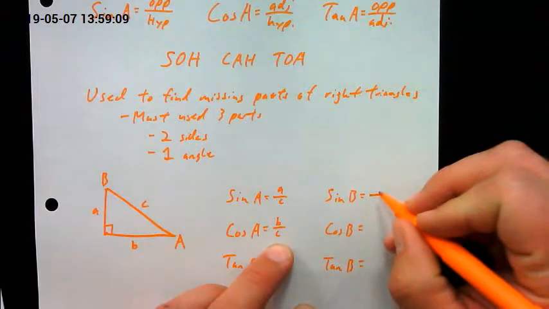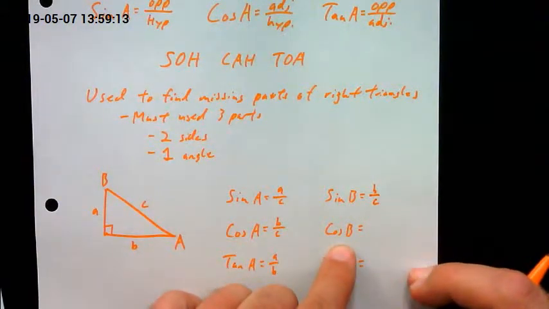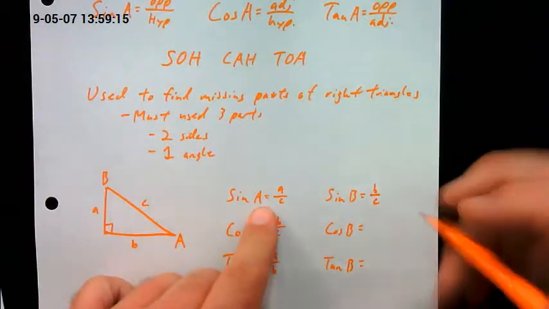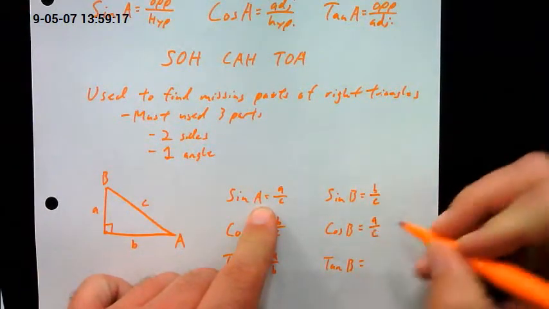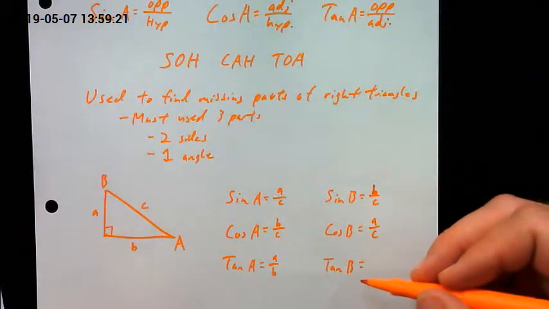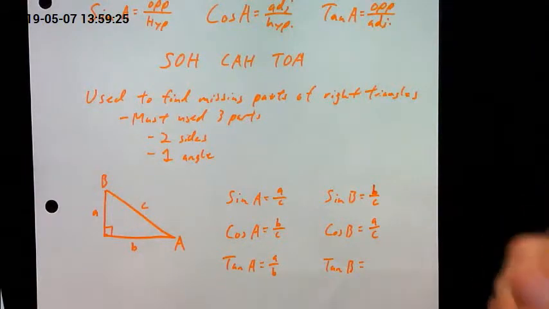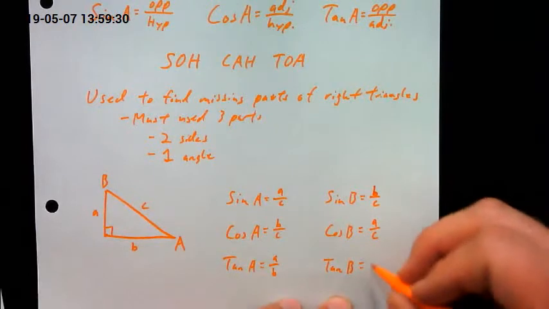So this one will end up being B over C. Cosine of B would be the same as sine of A. So that'd be A over C. And then tangent. How does tangent of the other angle relate to tangent of the other acute angle? It's reversed. What do we call that when we flip a fraction? The reciprocal. Yeah.